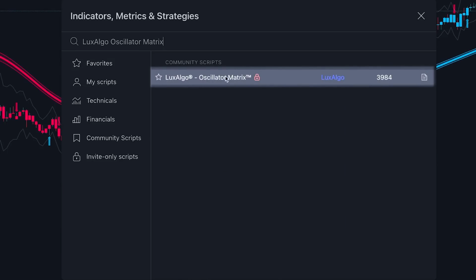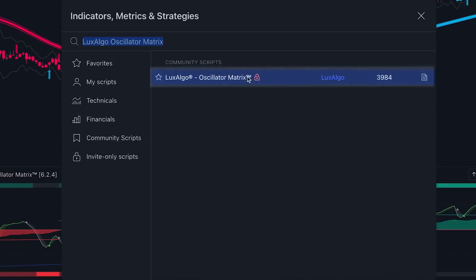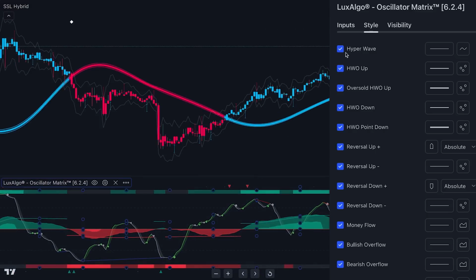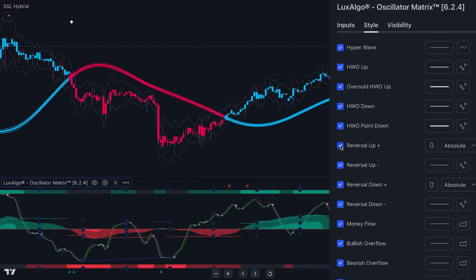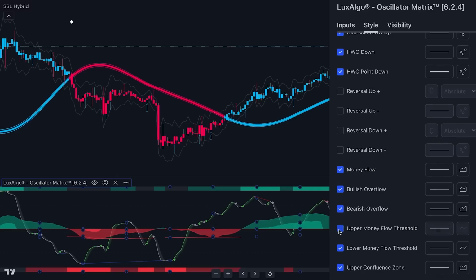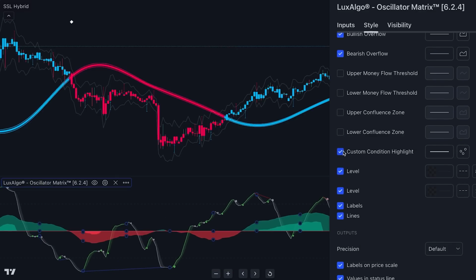For this next method, we will need the LuxAlgo Oscillator Matrix indicator. Go ahead and add it to the chart. This indicator has two features we will be combining with the SSL hybrid indicator for this amazing strategy. This is a very advanced and technical indicator, however for today, we will keep it simple and only focus on two basic methods of reading the indicator, so we went ahead and disabled all other features.